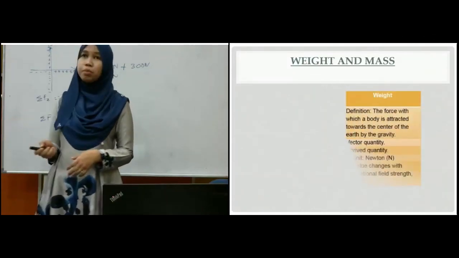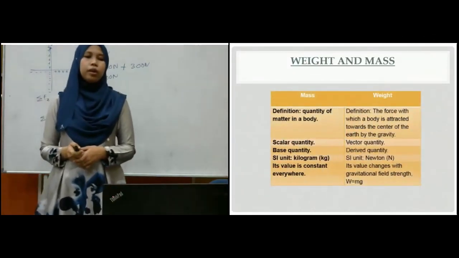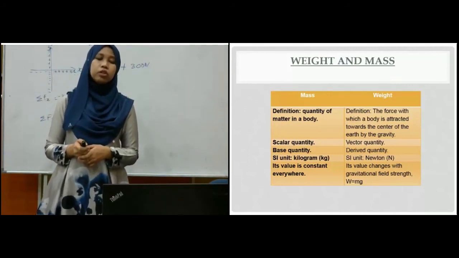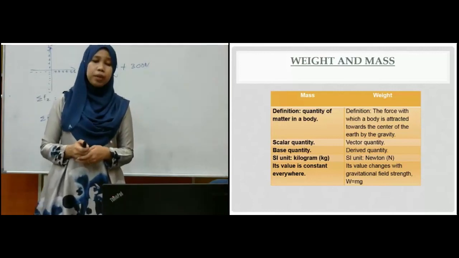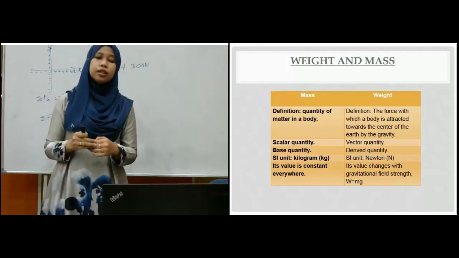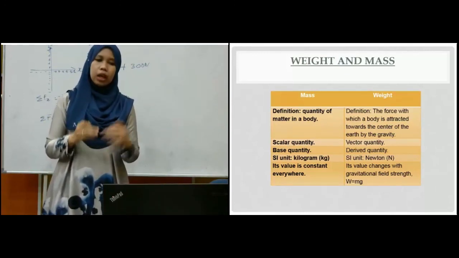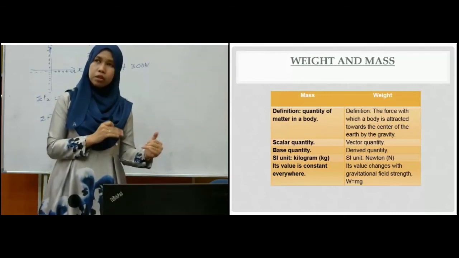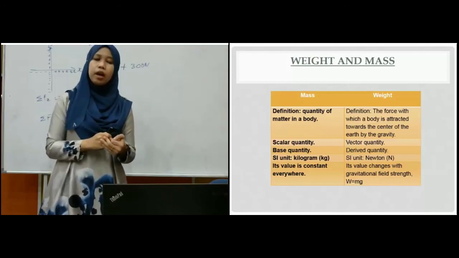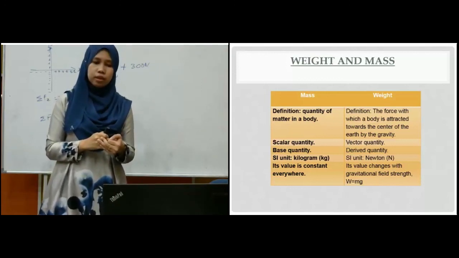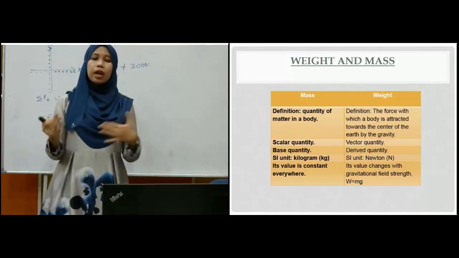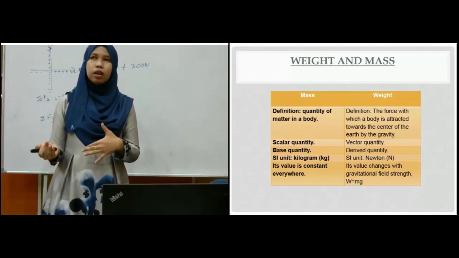You should know the differences between weight and mass. You can state them in definition and type of quantity. Firstly, the definition of mass is the quantity of matter of a body, but weight is the force with which an object is attracted towards the center of the Earth by gravity. Mass is a scalar quantity because we are not considering direction, and weight is a vector quantity. And also the unit is not the same. Mass must be in kg and weight must be in Newton.